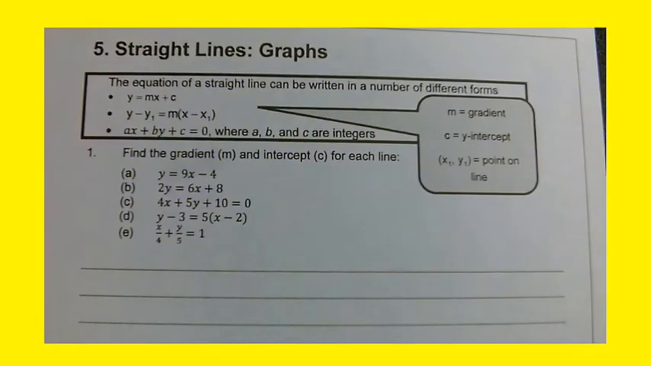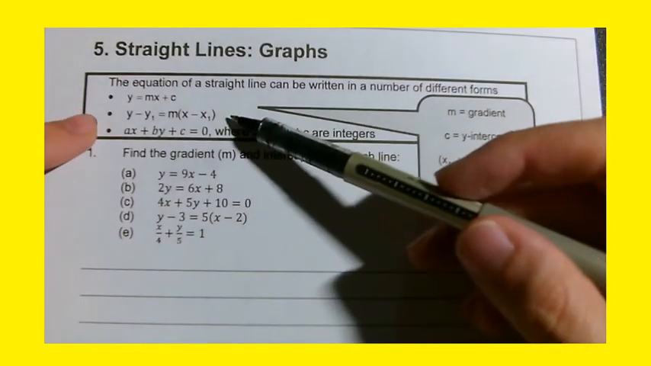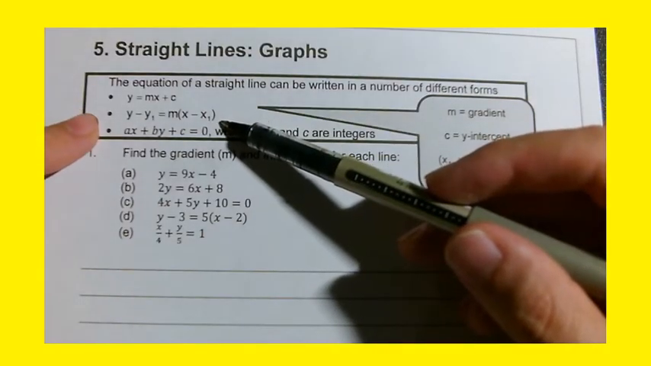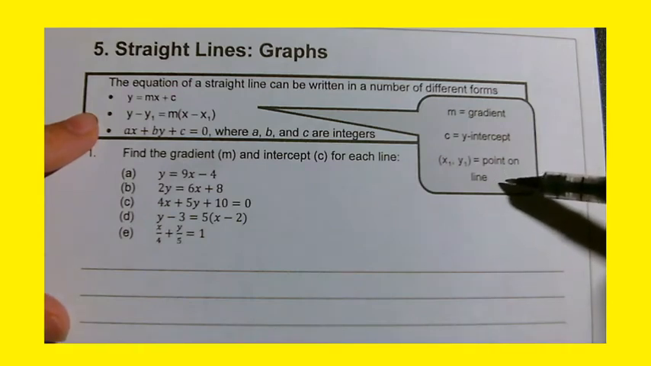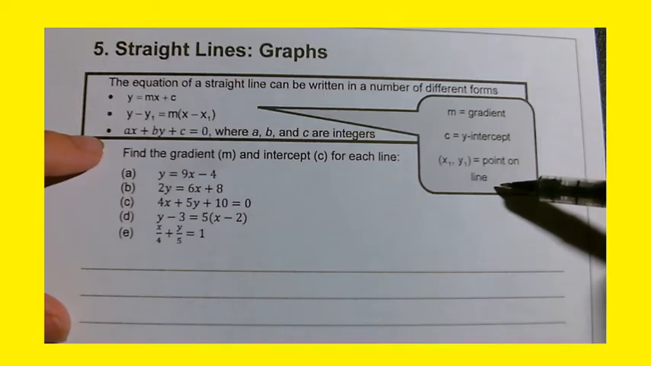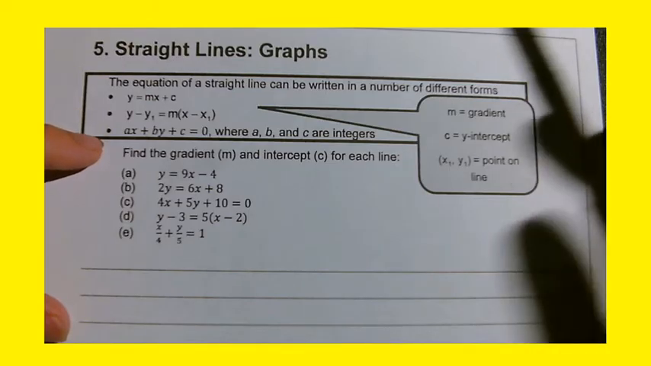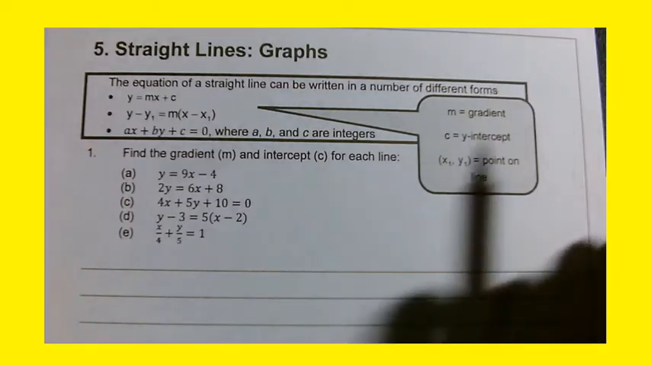So the equation of a straight line can be written in a number of different forms. y equals mx plus c is obviously the form which you see at GCSE. There's also two other ways of writing the equation of a straight line. I've got this one here, y minus y1 equals m(x minus x1), and that regards any point on the line, so any coordinate that's given in the question we can use in that form. And ax plus by plus c equals 0. Okay, so we can write it in a number of different forms.